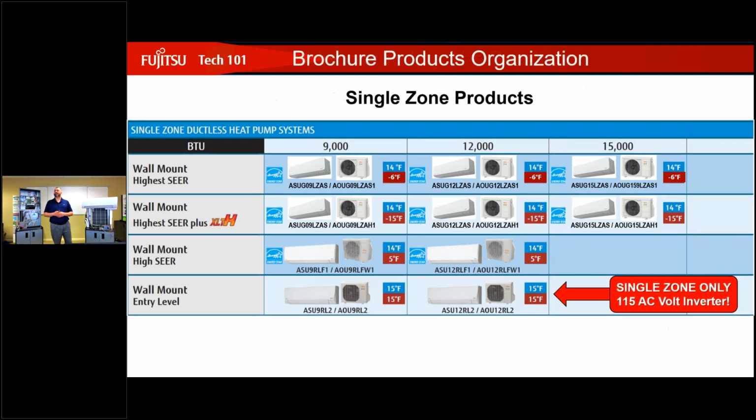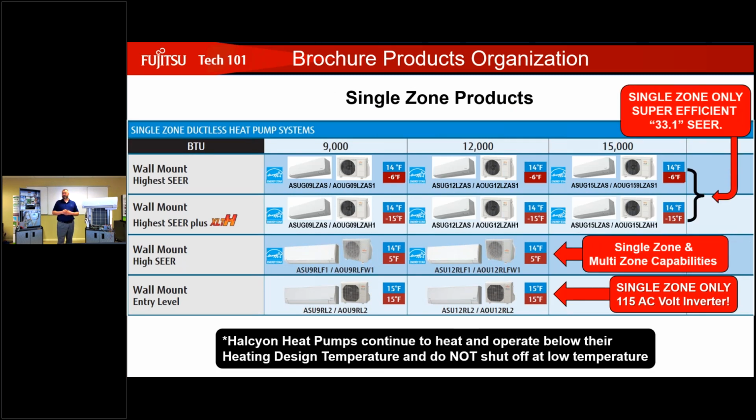We went through that already. So here's our right here, single zone, super efficient, 33.1 SEER. That is the highest SEER unit that we offer, that LZAS series. Once again, we provide cooling down to 14 degrees, 33.1 SEER on the cooling side.